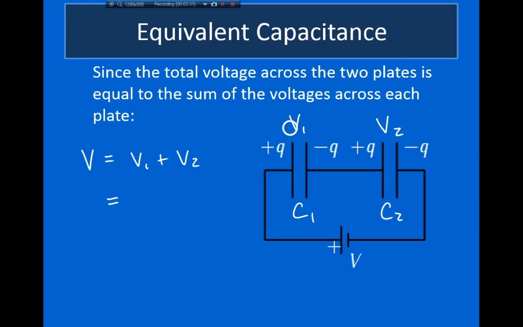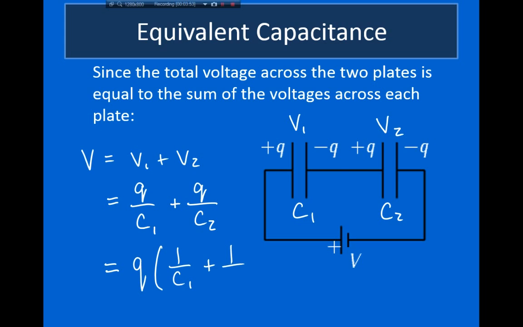And remember, the voltage across a capacitor is going to be equal to Q divided by C. So the voltage across capacitor 1 is Q divided by C1. The voltage across capacitor 2 is Q divided by C2. And since the charge on these two capacitors are equal, I can factor out this charge, and I can write this as Q times (1 over C1 plus 1 over C2).